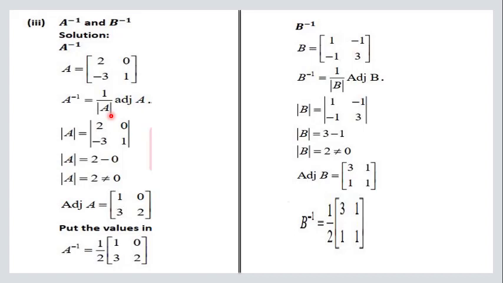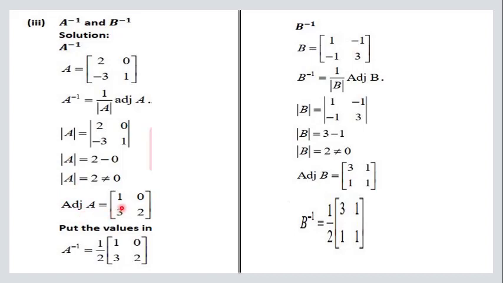So first of all we need to find out determinant. The determinant of A is equal to [2, 0; -3, 1], and then we need to multiply 2 with 1. 2 ones are 2, minus 0 times minus 3, which is 0. So 2 minus 0, which is not equal to 0, therefore inverse is possible. Now we have found out determinant. Now we need to find out adjoint of A.